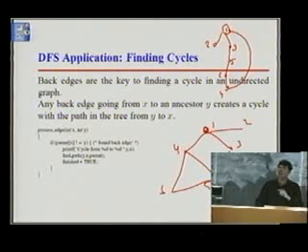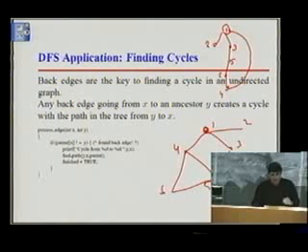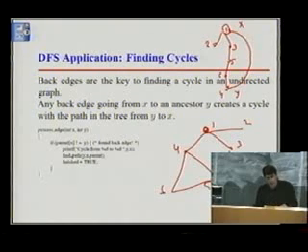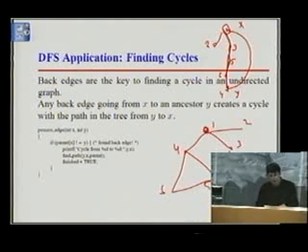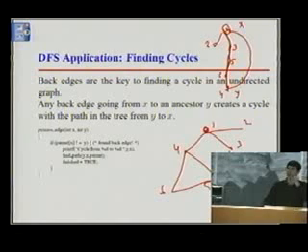Once I find my first back edge, what is the cycle? If I have a back edge that goes from y to x, since a back edge goes back to an ancestor, there had to be a path in the depth first search tree that went from x to y. Does everybody agree with that? The path from x to y in the discovery tree and that edge y to x together makes a cycle. Does everybody see that?